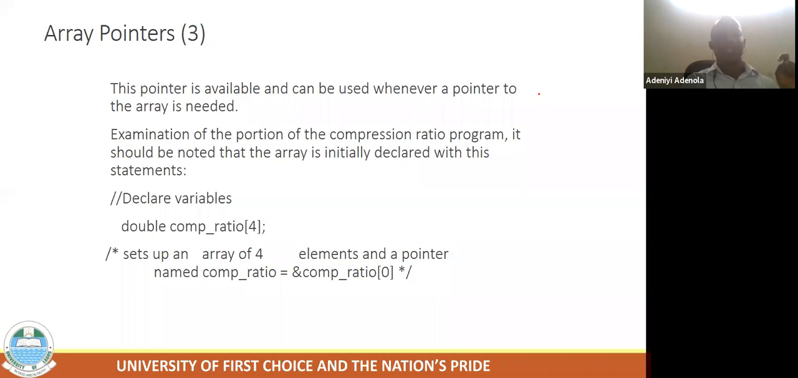This array pointer is available and can be used whenever a pointer to an array is needed. On examination of this portion of the compression ratio program, it should be noted that the array is initially declared with this statement. So in this example, as you create this array, when you use the name, it will give you the address of the 0 index.